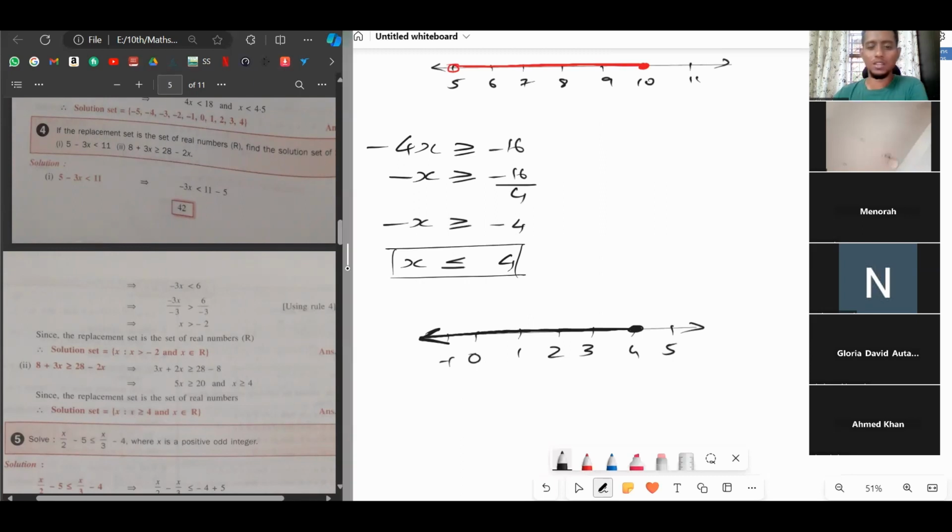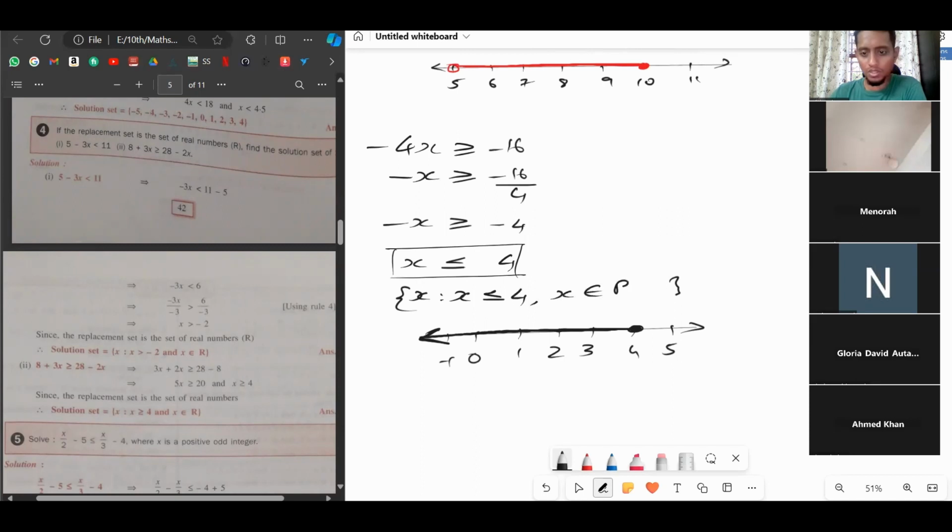Okay, so since you cannot write the solution set with the numbers as it is, you can write it this way. Write it like this: x such that x less than equal to 4. Then put a comma and write x belongs to R. Just write that much. So this is your solution set or replacement set because you can't write the numbers. So write it this way.